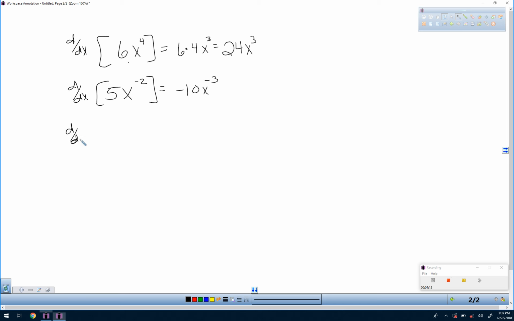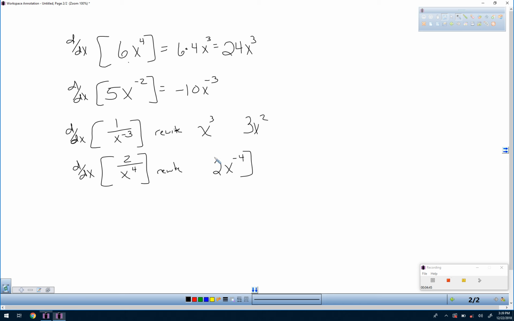Another one, it might not look like a power rule, but let's say I want you to find the derivative of 1 over x to the negative 3. You could approach this by rewriting it with an exponent by moving it up. So that's going to be x to the 3rd, and the derivative of that would be 3x squared. We'll do another one. Let's say you had 2 over x to the 4th. You could rewrite that as 2x to the negative 4th, and then the derivative of that would be negative 8x to the negative 5th.